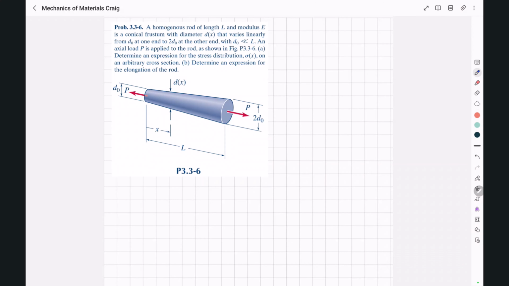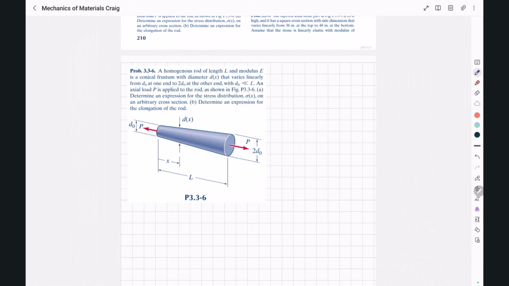Alright, now let's read the question together. In this question, you can see a conical frustum with a length of L and modulus of elasticity of E, which is homogeneous. The diameter of this rod changes linearly from D0 at the beginning to 2D0 at the end, and it's mentioned that D0 is very small compared to the length of the rod. You can also see an axial load P is applied to the ends of this rod.